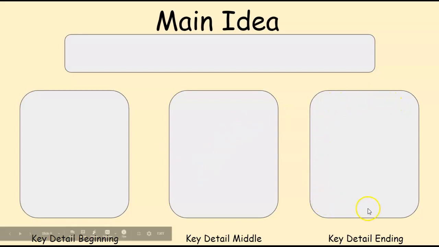And then you're going to pick out a key detail from the ending of the story. Draw your picture and write a few words. After you finish that, stop and think, how do those three pictures tie together? Or what is the general pattern that you can see happening in the story? Remember, there's only one main idea. You can always look at the title of the book for a clue to help you figure out the main idea.